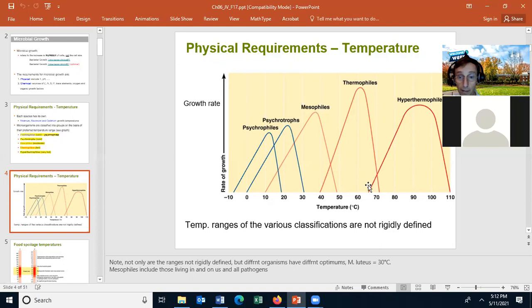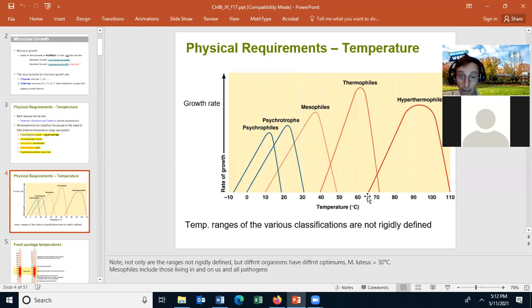Thermophiles are organisms that grow at elevated temperatures, 60 to 65 degrees. And then a hyperthermophile is an organism that was not known when I took microbiology. It's an organism that prefers to grow at 90 to 100 degrees Celsius.